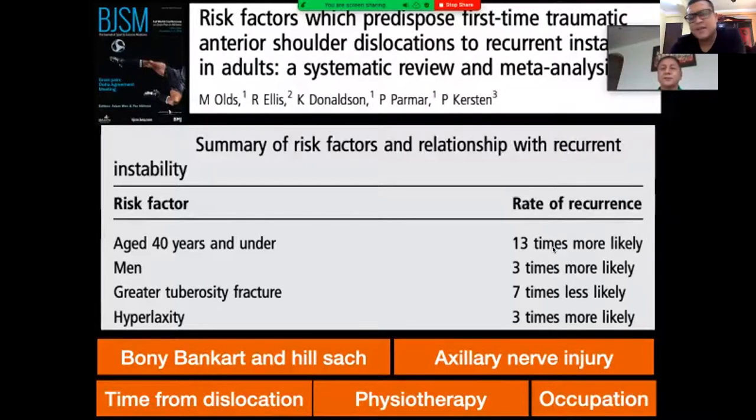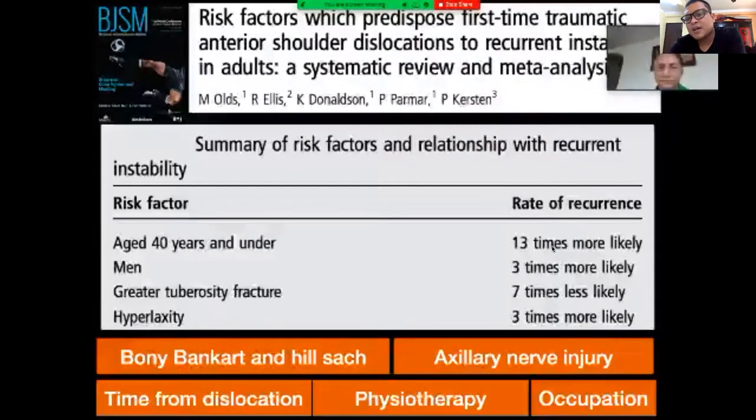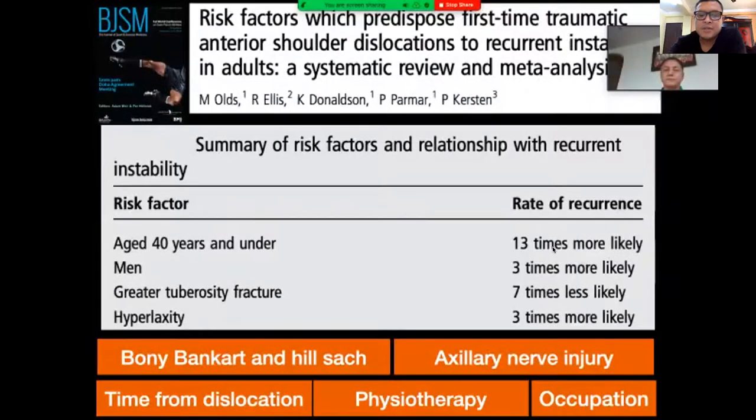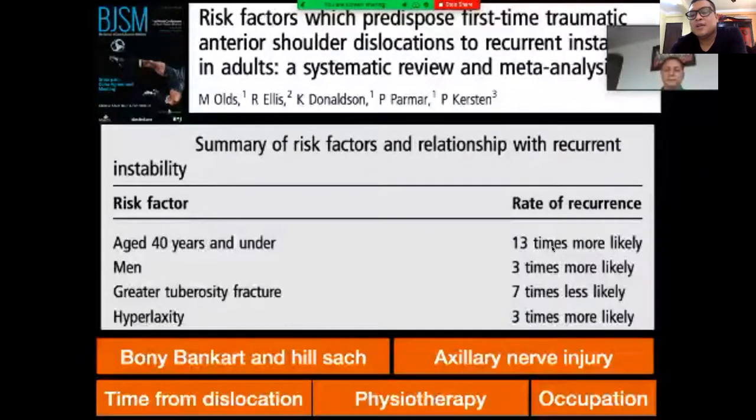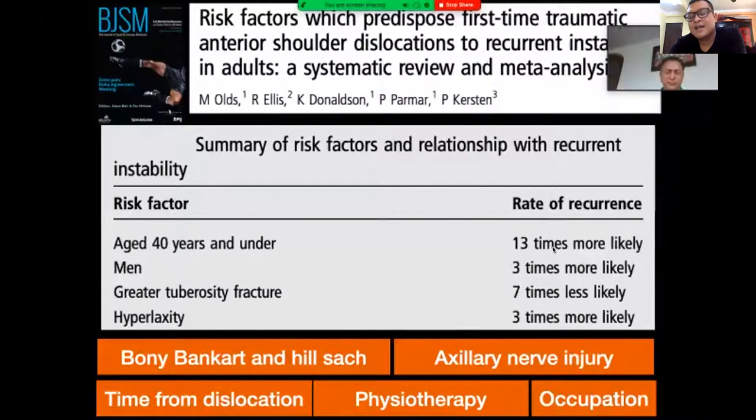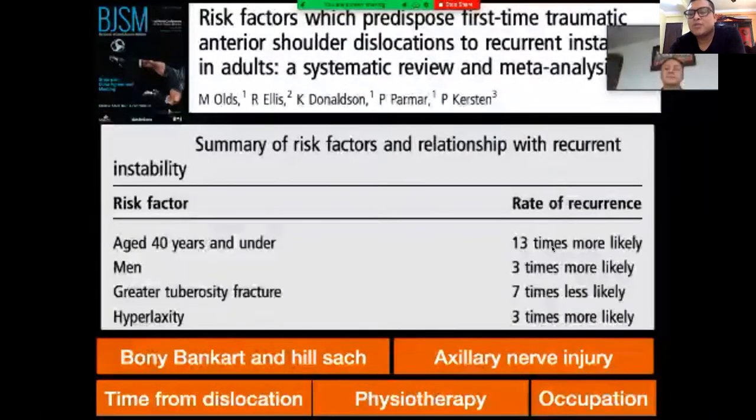Okay. Thank you, sir. Why I raised this question is, this is our common practice. We relocate, we immobilize, then we do physiotherapy, we do rehab. But the literature is very divided on the role of physiotherapy in prevention of recurrent dislocation. Some literature, mainly from the physiotherapy side, says that it is very good and totally prevents recurrence. But many papers mention that physiotherapy has little role, and the main risk factors are age, sex, and hyperlaxity, which lead to second time dislocation once the patient has a first time dislocation.